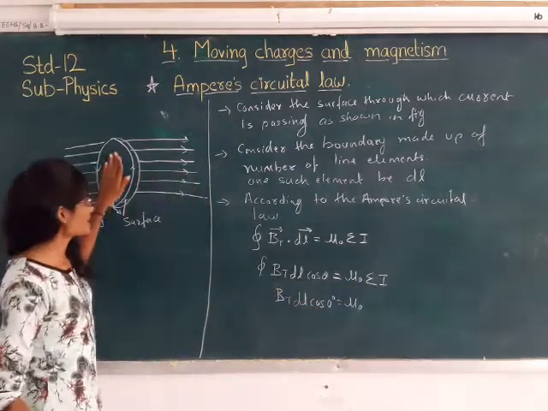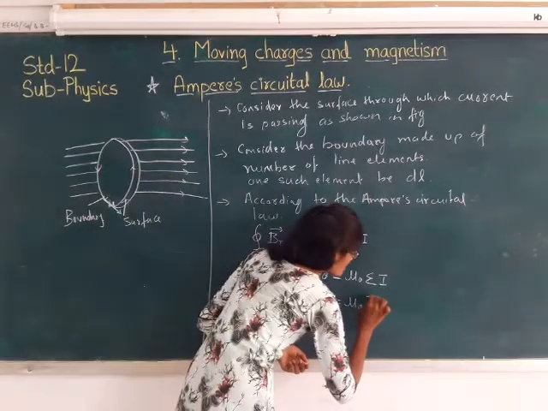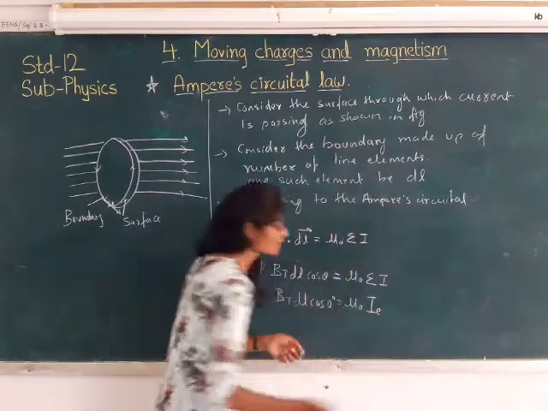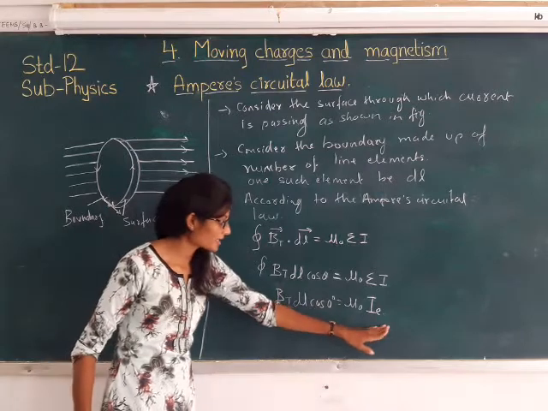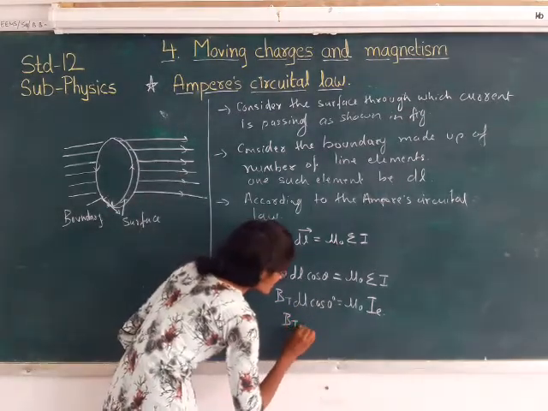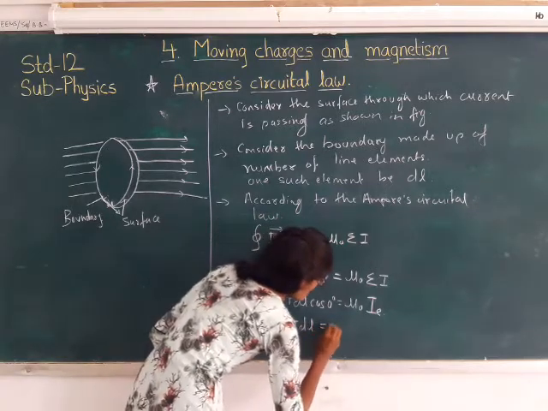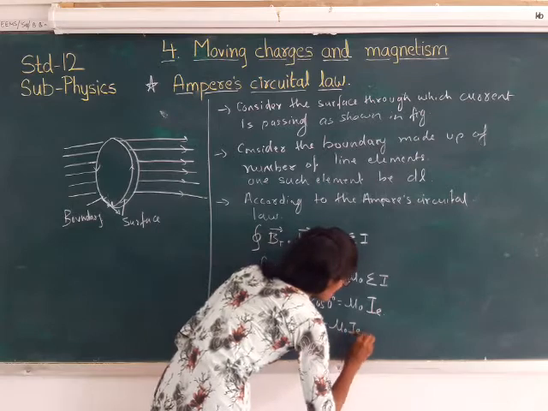Here the current enclosed by this, let us take it as Ie. The total current, let us take it as Ie. So this will be what? It will be Bt dl equals to mu 0 Ie.